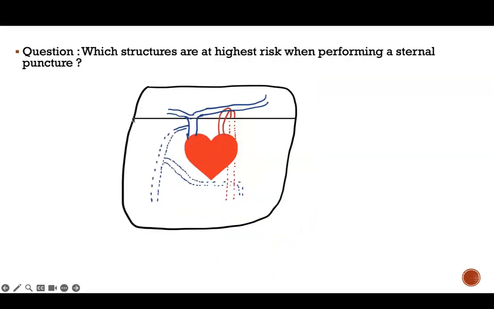Okay. This is a question. Which structures are at highest risk when performing a sternal puncture?